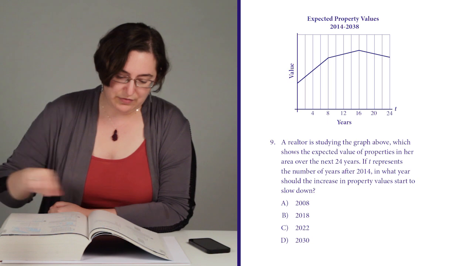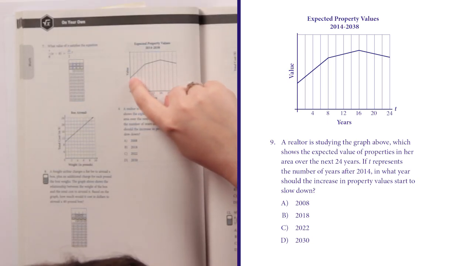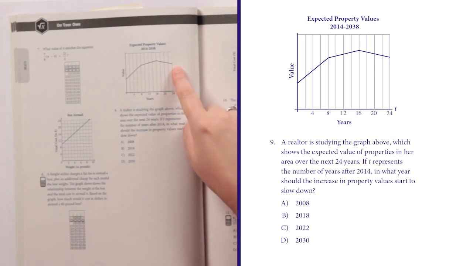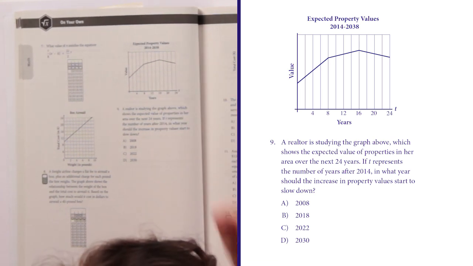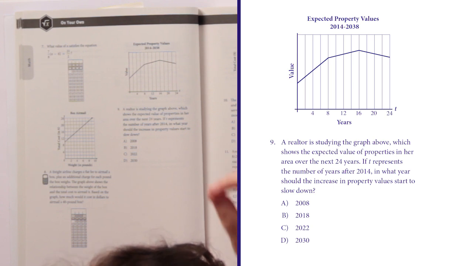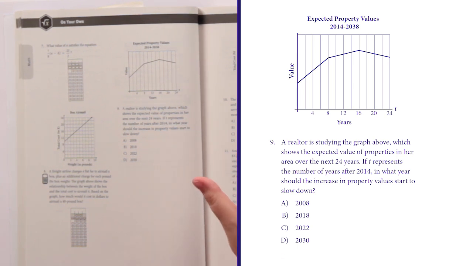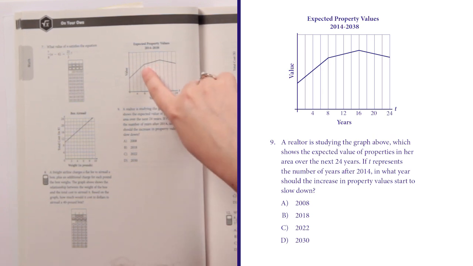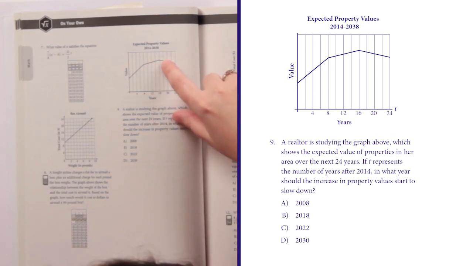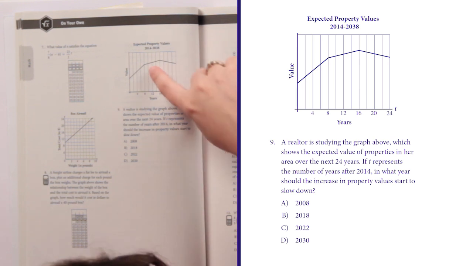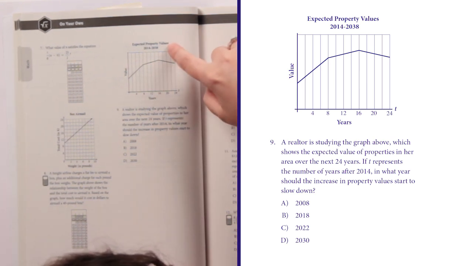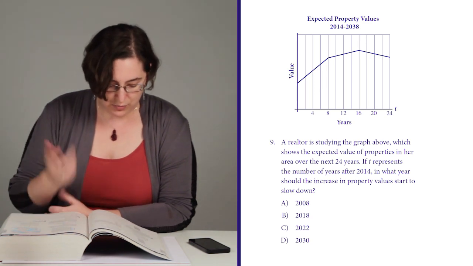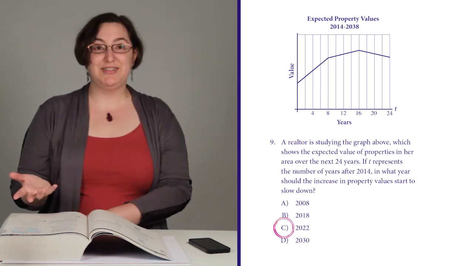So here we've got 2 different slopes, right? We've got this one which is going up faster, this one which is going up slower, and this one which is going down. So the point where it starts increasing more slowly is the point where it's just increasing not quite as fast, which is right here, as opposed to over here where it starts decreasing. So this, 8 years after 2014, is going to be 2022, answer choice C.